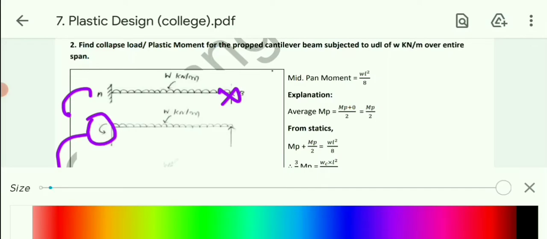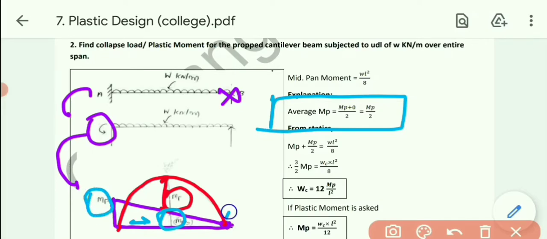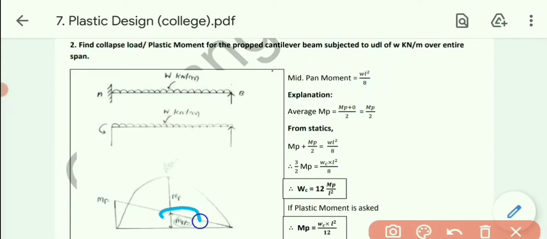Now we need to calculate this MP. As we discussed in the previous one, we can calculate this moment with respect to proportion, or with respect to average. I will prefer the average method. Average equals left hand side's moment plus right hand side's moment divided by 2. Left hand side is MP, right hand side is 0. As you can see over here, MP plus 0 by 2, so ultimately MP by 2. So I will get this moment MP by 2, that is this one.